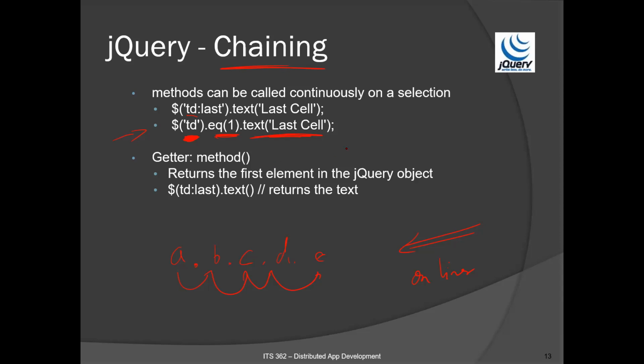You can see that this one, for instance, returns one element and then it returns the text of it, right? So it returns whatever text is in that table data cell, in particular the last one. So notice the syntax here. You use colons for the pseudo selectors, and then the dot for chaining, and then methods have parentheses, and you can start with the $, which is the jQuery function basically.